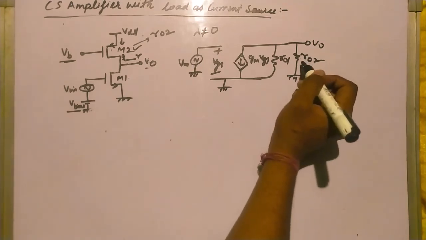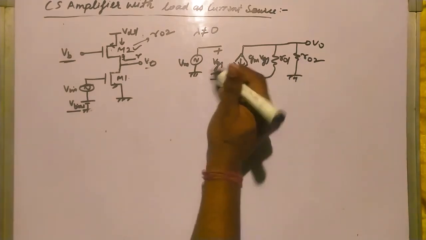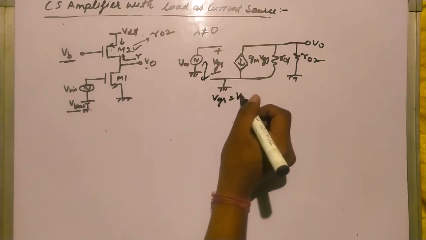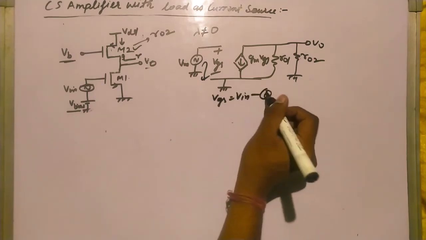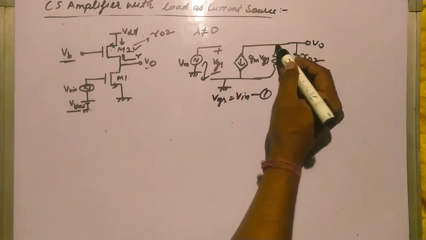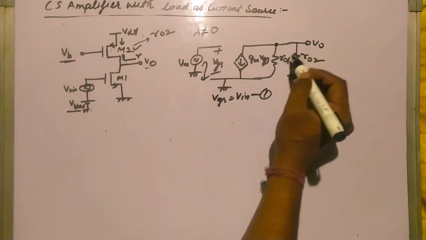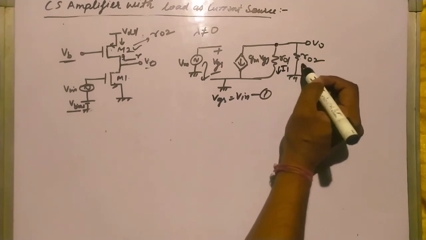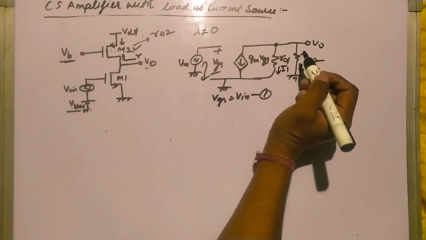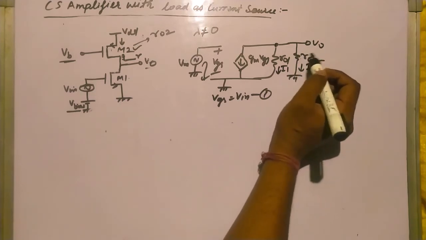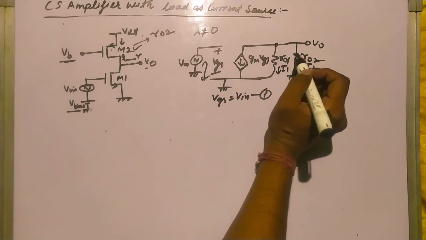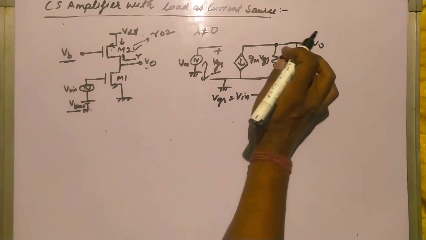So this is R0 2. Now apply the KVL on this side. So my VGS is equal to V in, equation 1. Now apply the KCL on this node. Let the current flowing through this be I1 and the current flowing through this be I2. The voltage across R02 is V0, and across R01 is also V0.